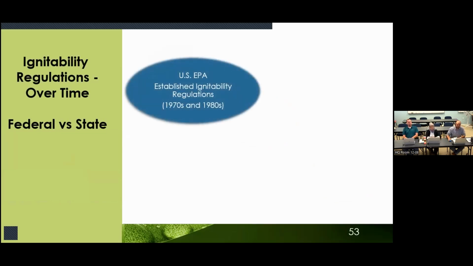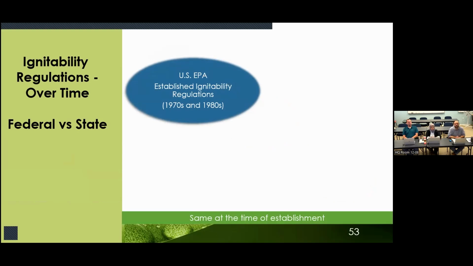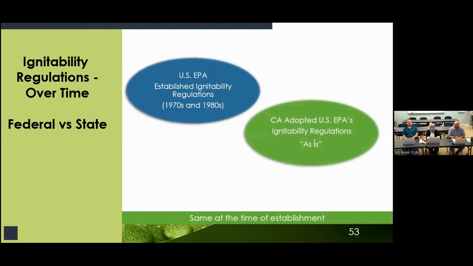Now, after understanding ignitability and its various types, we need to consider the current California regulatory requirements for managing ignitable hazardous waste. Here you can see the blue represents federal criteria for ignitability, while green is for California. They were the same at the time of establishment, as initially California mirrored the federal language for this characteristic. So both sets of regulations for ignitability were the same at the time of development of these regulations.